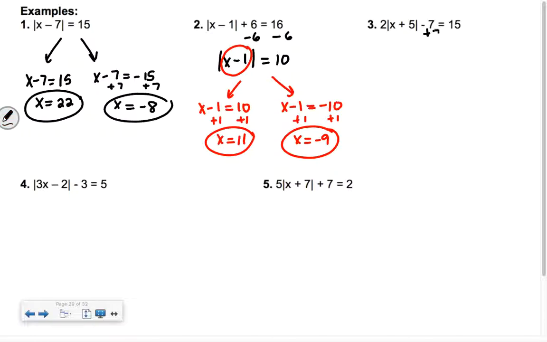All right, we're going to add 7, add 7. So I get 2 times the absolute value of x plus 5 equals 22. What's my next step? Yep, divide by 2. Divide by 2.